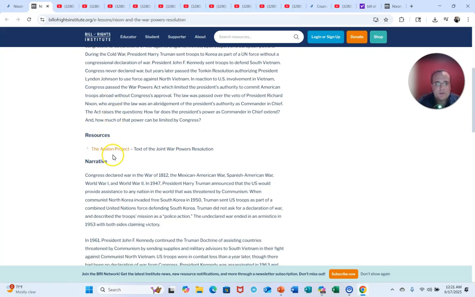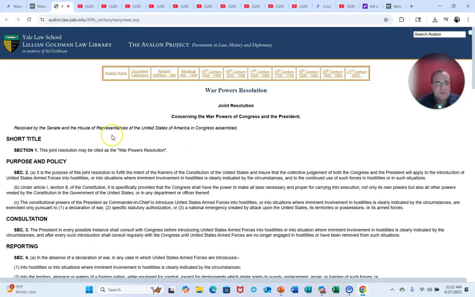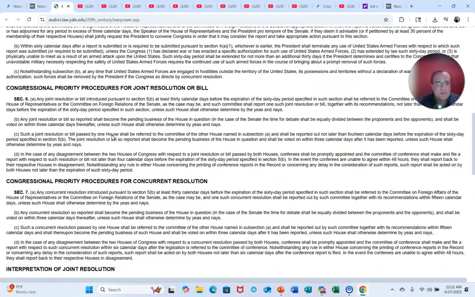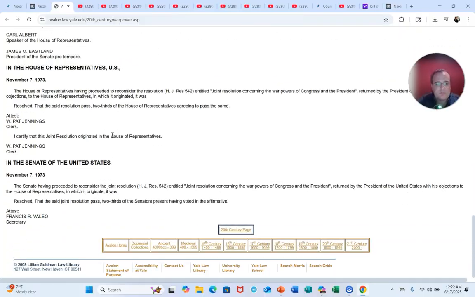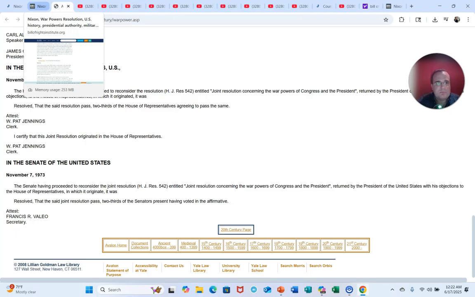And here also the Avalon Project gives you the text of the Joint War Powers Resolution. It's not a long piece of legislation at all.